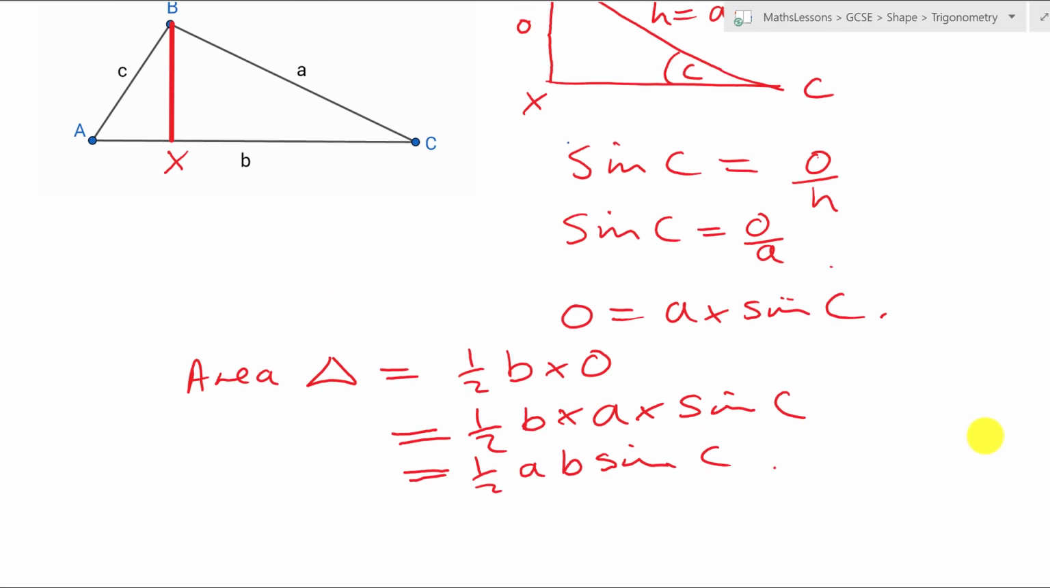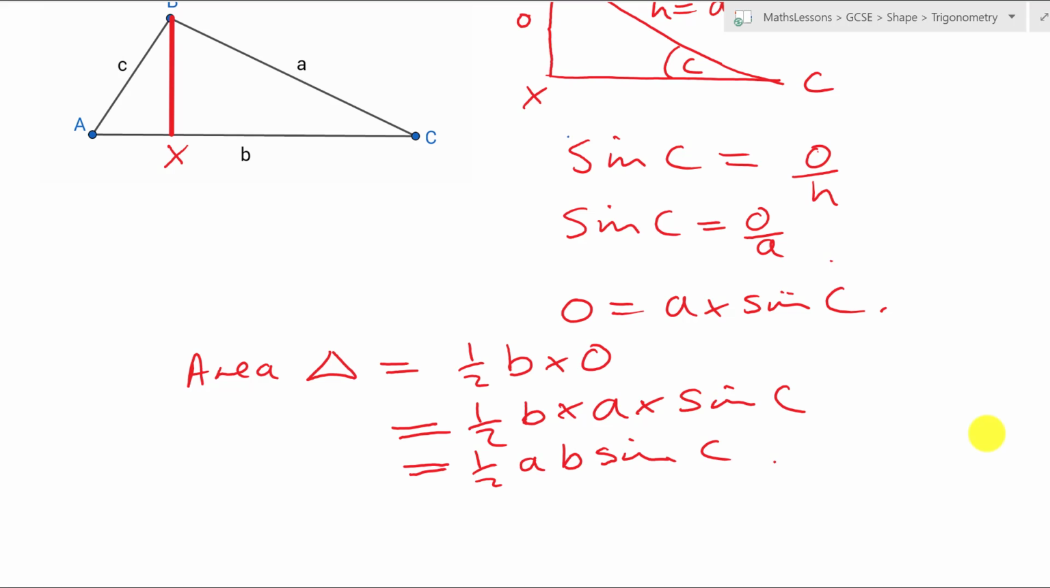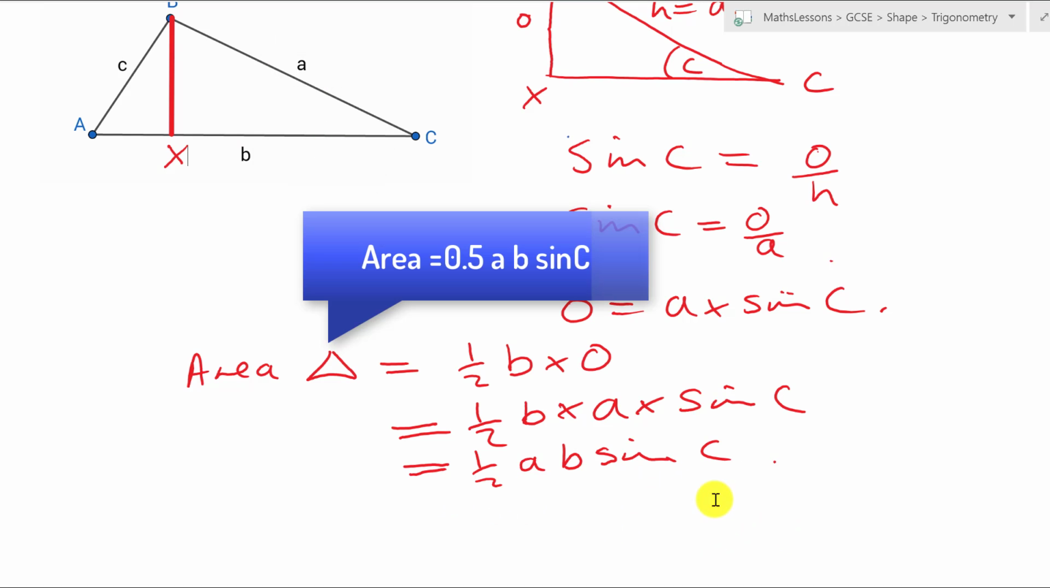So the area of any triangle is equal to half times the lengths of the two sides and the sine of the angle in between them. If you notice, we've got a here and b here, and the angle we're given between them, sine C. And that will make up our formula for the area of a triangle.